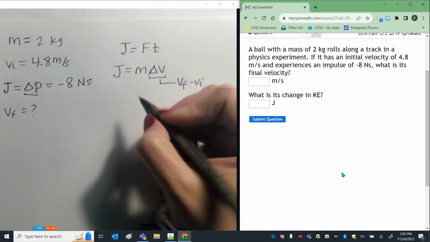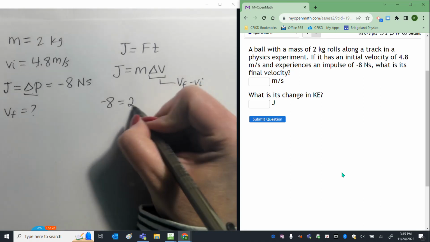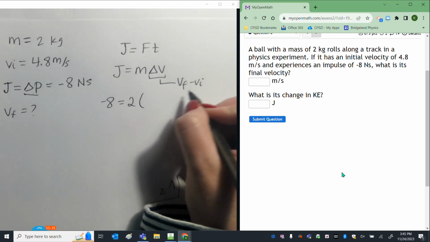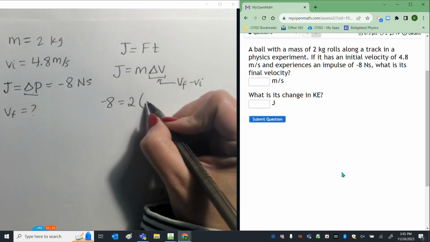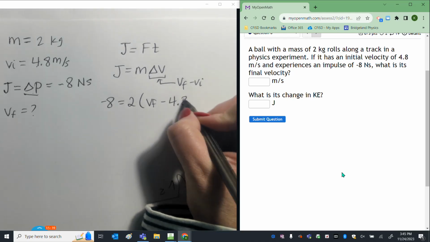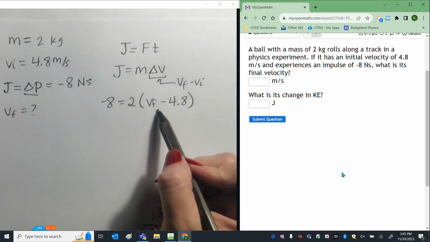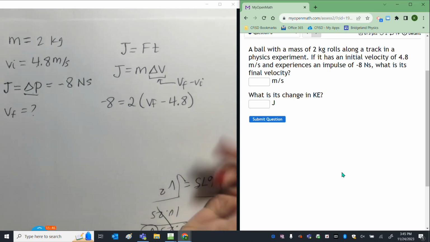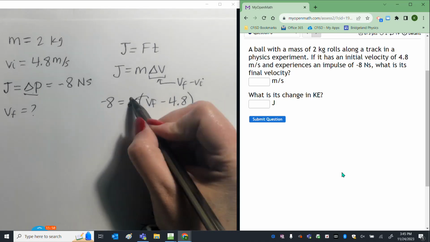So they gave me the impulse, -8. I can set it equal to the mass, 2, times my change in velocity. And I'm going to go ahead and substitute in VF minus VI. So VF minus VI is 4.8. And we can solve for VF that way. Now you could have solved for delta V and then done this step and found VF, and that's also okay. But if I do it this way, I'm going to go ahead and distribute this in here.